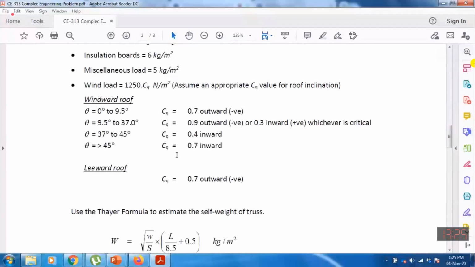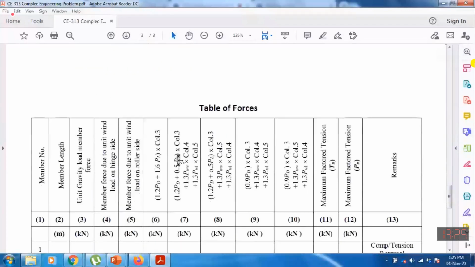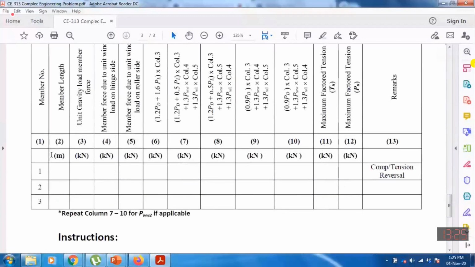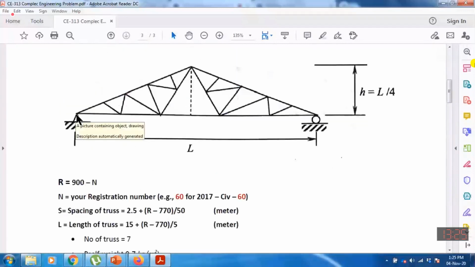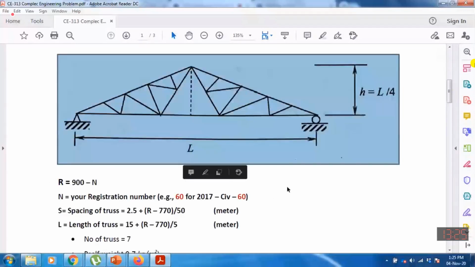And then after that, you will have to make a table of forces. So in the table of forces, you will give the numbering to the members, or you can give each joint a letter: A, B, C, D, E, F, G. You can assign the joints by alphabet, or you give a number to each member. For example, this is member number 1, 2, 3, 4, 5, 6, 7, 8, 9, 10. So you will give a number to each member.